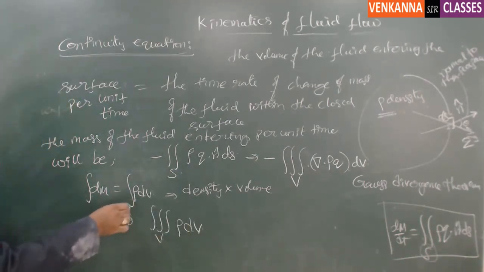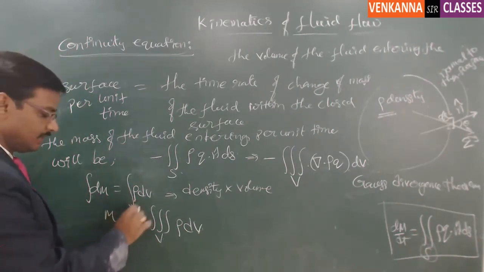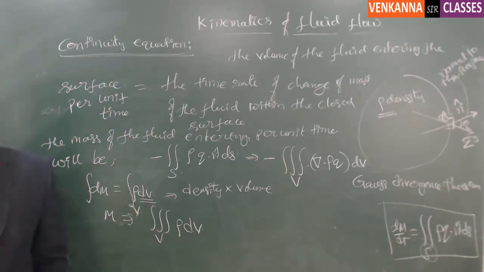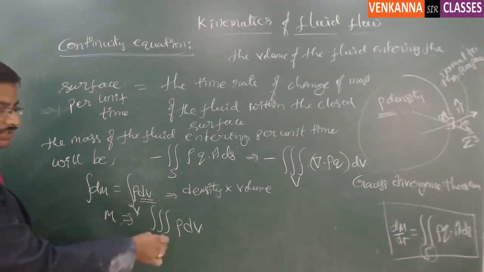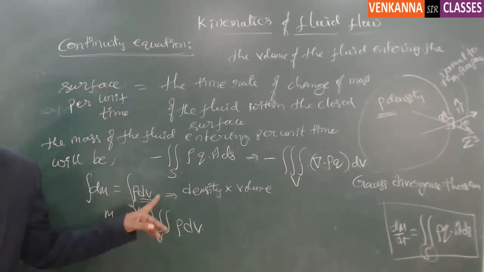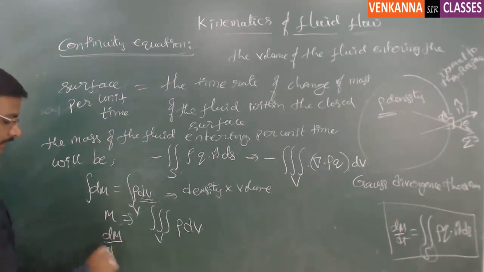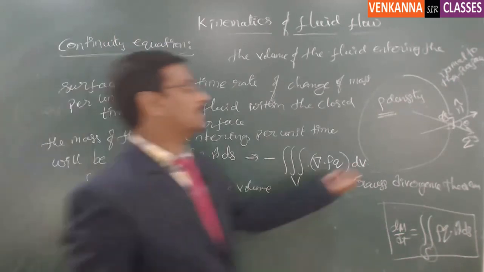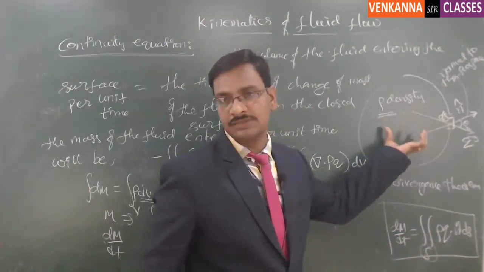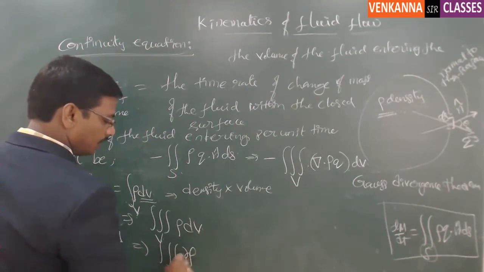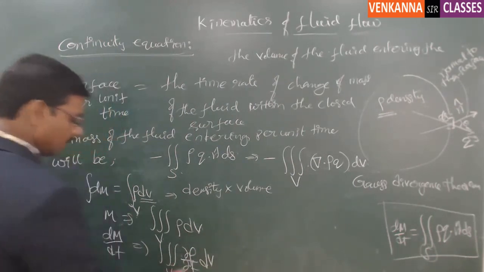Here, this is not a single integral. This is a volume integral, because this dV decides how many integrals I need to write. Got it? You are doing the integration over the entire volume. Volume is a three-dimensional space, so that's why it will be a triple integral. So rho dV, and then dm by dt, which is the rate of change of mass within this particular surface, will be triple integral dou rho by dou t into dV over the volume V.